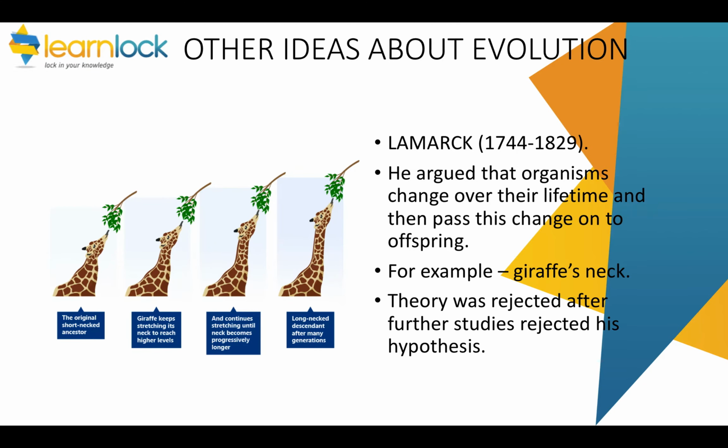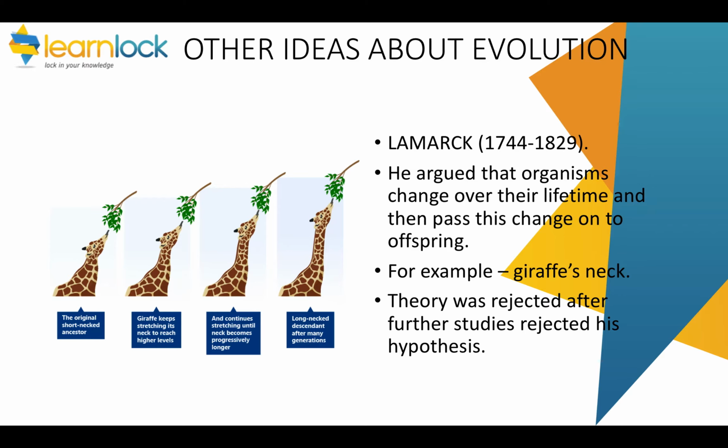There were other people at the time that argued with Darwin about his ideas. One of the scientists was called Lamarck, and he said that organisms change over their lifetime and then pass this change on. So, for example, you've got a giraffe with a short neck, and over its life it stretches its neck to reach leaves, and when it's stretched it enough, it's not going to get any longer, but it would pass this on to its young. Now, this theory was rejected after further studies, but at the time this was a belief that opposed Darwin's.